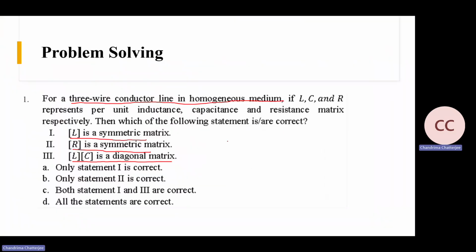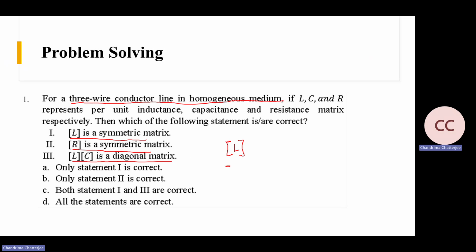So if I write, L is a symmetric matrix, this is true. And R is also a symmetric matrix, it is a zero matrix. So obviously it will be symmetric. All the elements of that matrix are zero because it is lossless. And LC is a diagonal matrix.